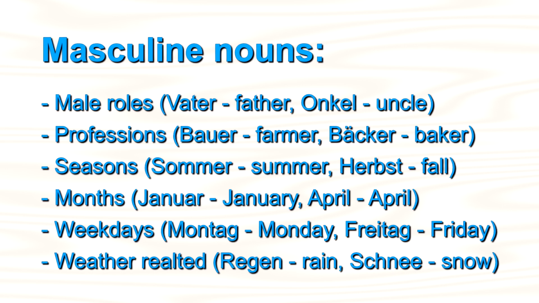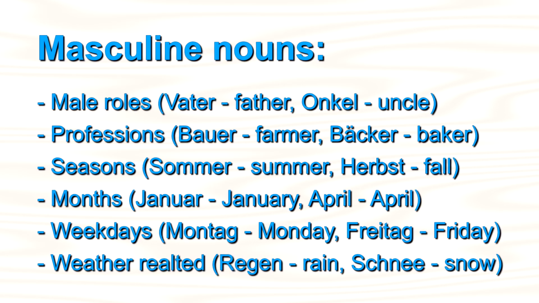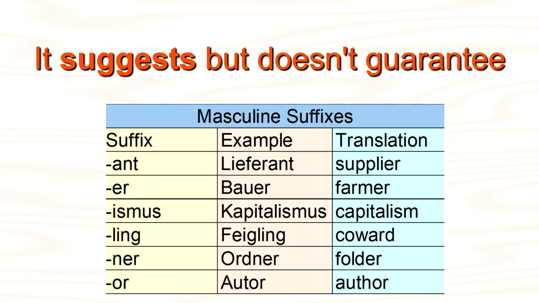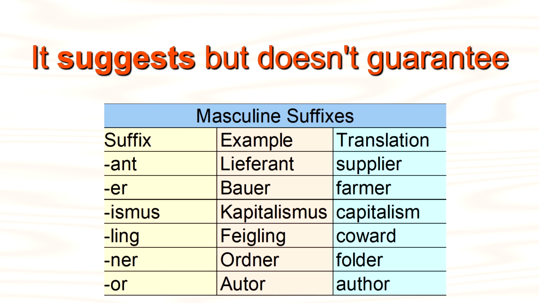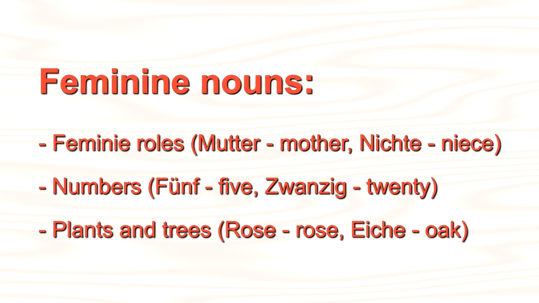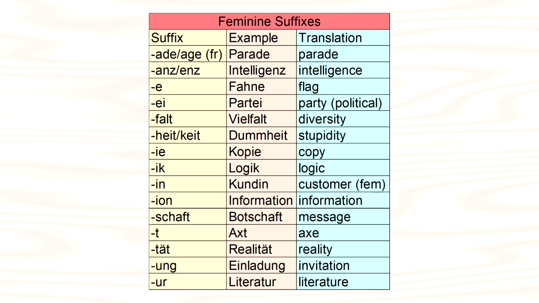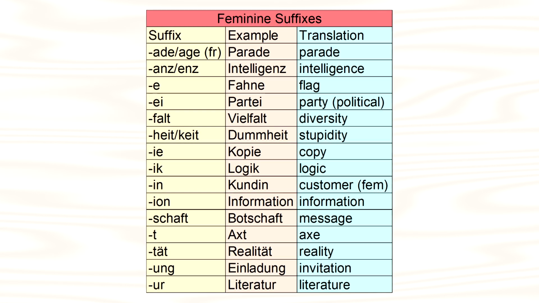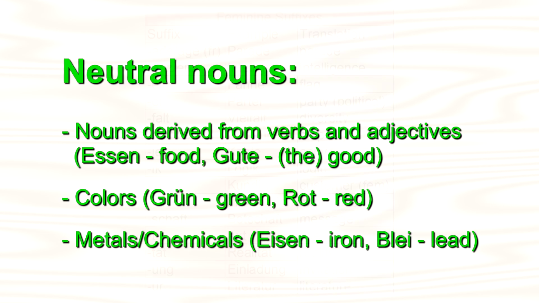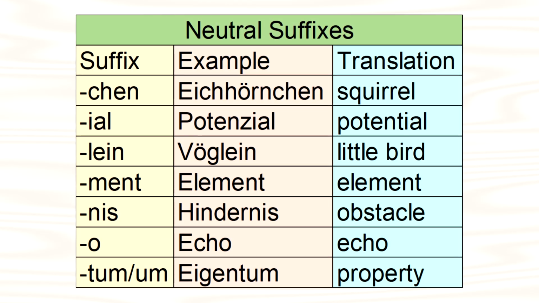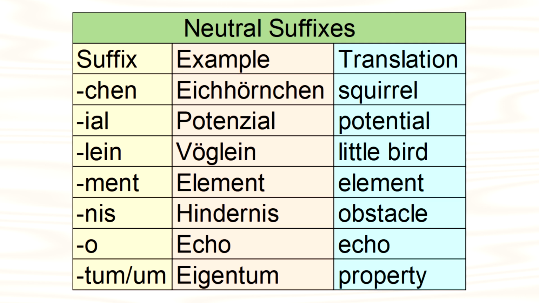Now some of the actual rules. Here's a list of things that are masculine. And here are some endings, also known as suffixes, that suggest that the noun is masculine. Here's a list of things that are feminine. And here are some suffixes that suggest that the noun is feminine. And finally, here's a list of things that are neutral. And here are some suffixes that suggest that the noun is neutral.